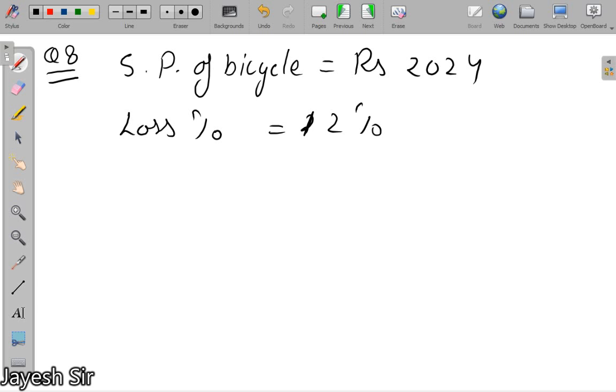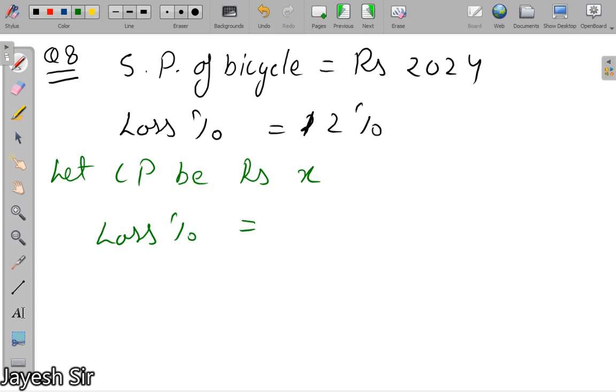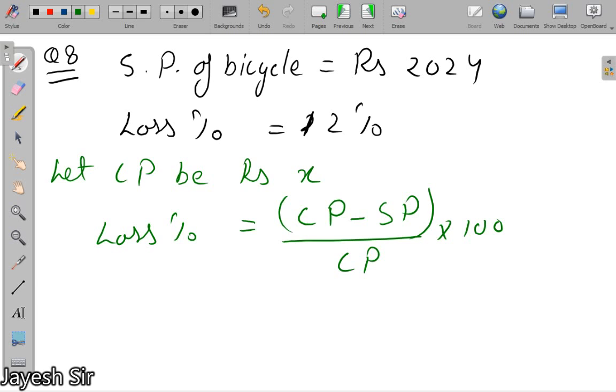Now we don't know, let us pause here and try to find out the cost price. In all this transaction, there should be a variable cost price. We don't know the value of cost price here. So let CP be rupees X. So according to the formula of loss percentage, loss is cost price minus selling price upon cost price into 100. This is the formula of loss percentage.